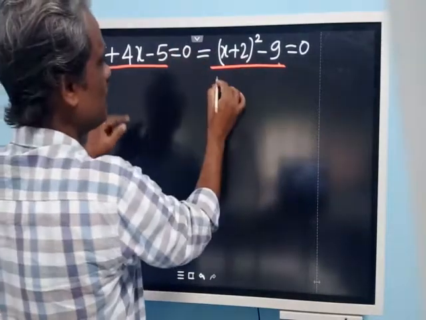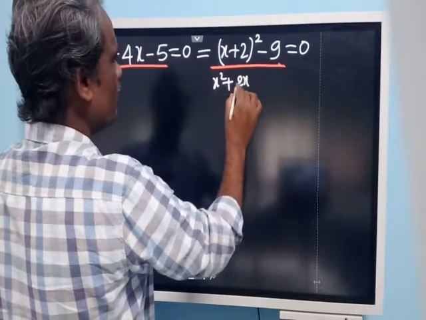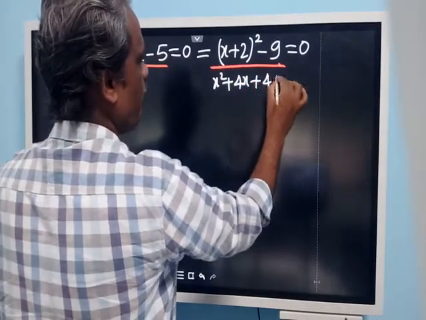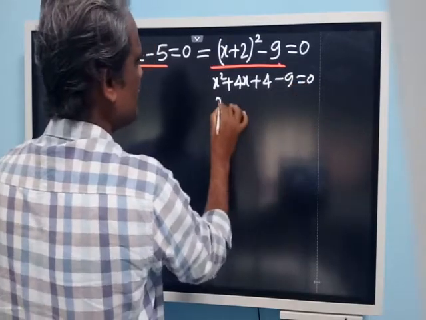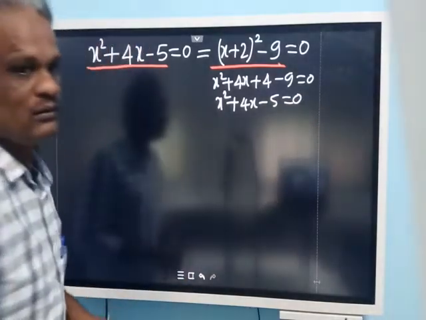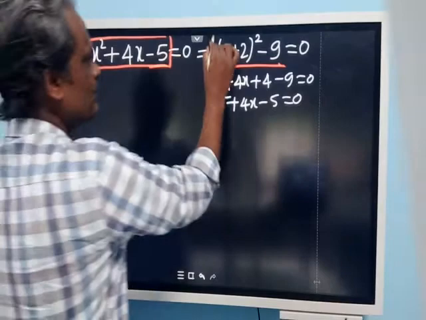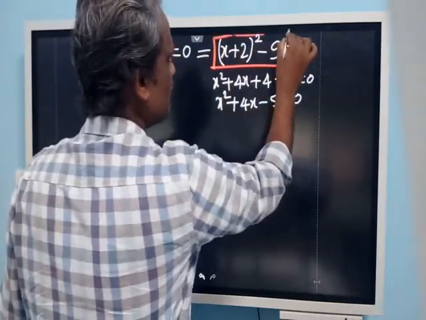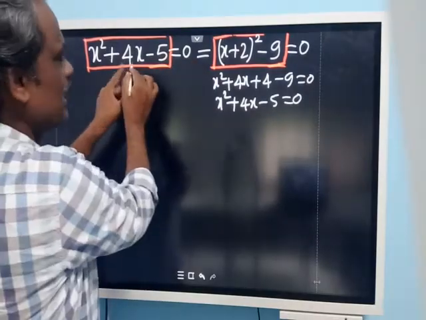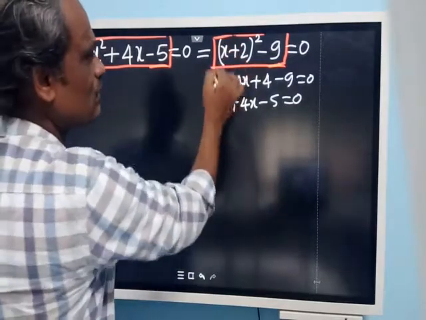If you simplify this, you will get the same thing. Expand x plus 2 whole square: x square plus 2x plus 2x, that is 4x, plus 4, then minus 9 is equal to 0. So x square plus 4x minus 5 is equal to 0. Both are the same. If you keep this equation in this form, it is easy to solve.